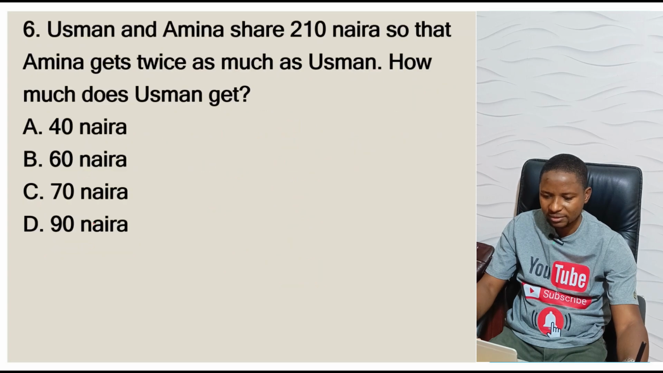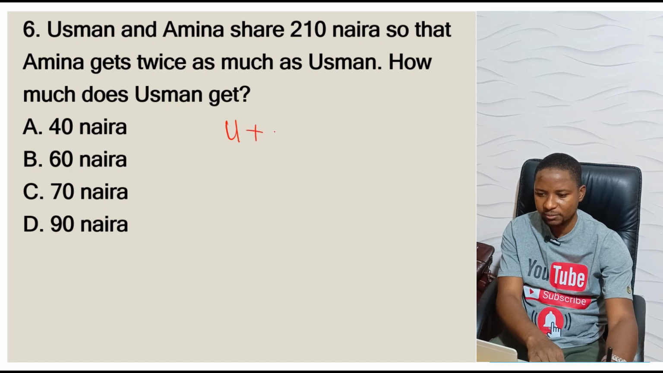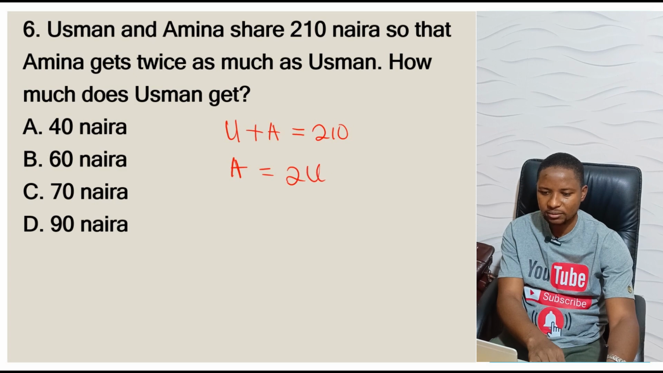Moving on to the medium stage. Usman and Amina. U for Usman, A for Amina, share a sum of 210 naira so that Amina gets twice as much as Usman. How much does Usman get?